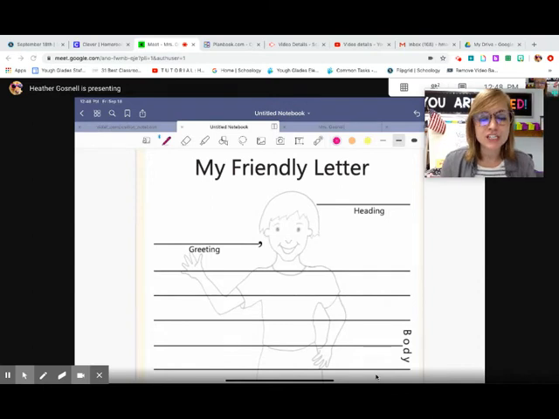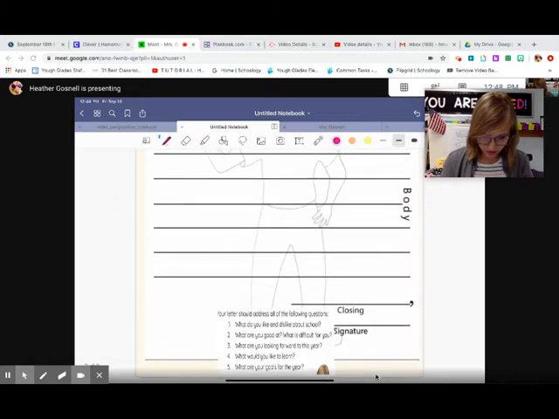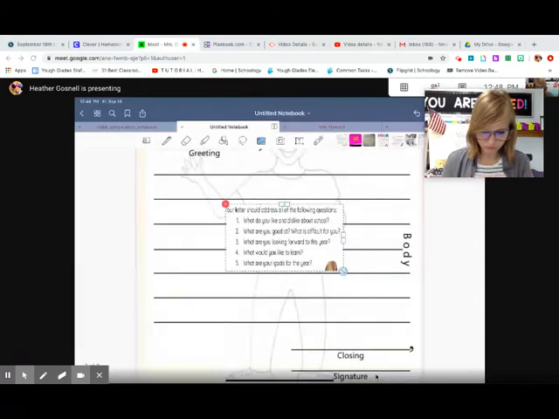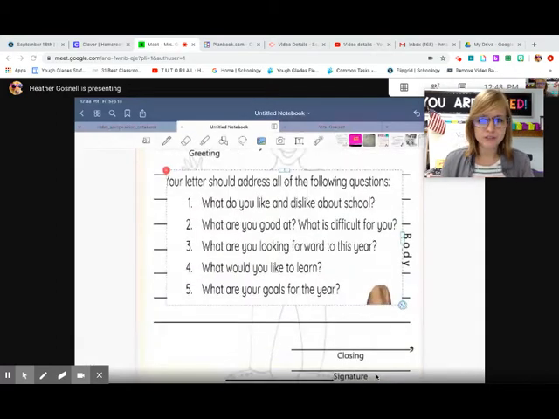So what you're going to do, and as you already started on this friendly letter assignment yesterday, today we are going to finish it. Yesterday I had you write answers to these questions right here. You had to answer these questions, and they're posted in your Schoology assignment. So if you're looking for these, they're in your Schoology assignment. You just have to click the assignment.